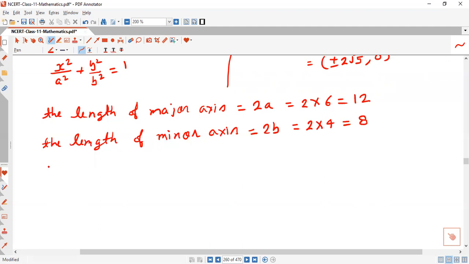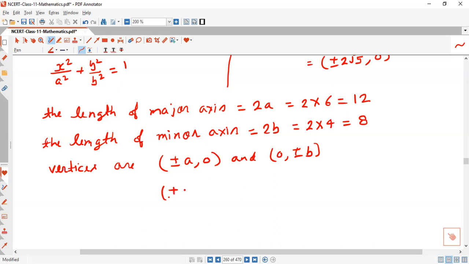Now we want to find out the vertices. There are 4 vertices on this ellipse. So vertices are plus minus a comma 0 and 0 comma plus minus b. So you can put the value of a. So vertices are plus minus 6 comma 0, and 0 comma b, here b is 4, so 0 comma plus minus 4.